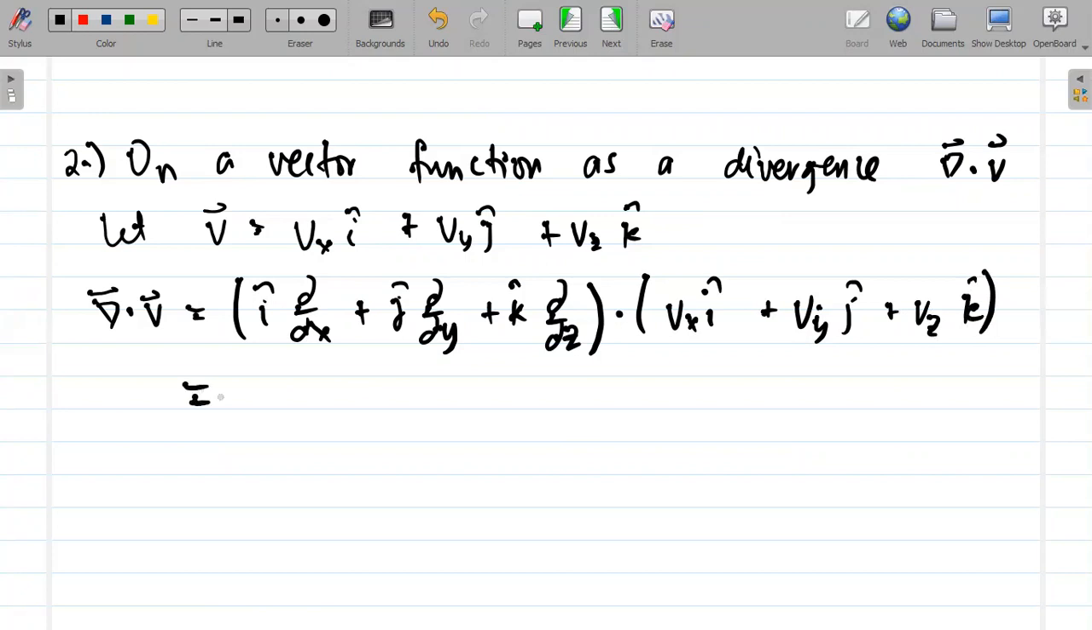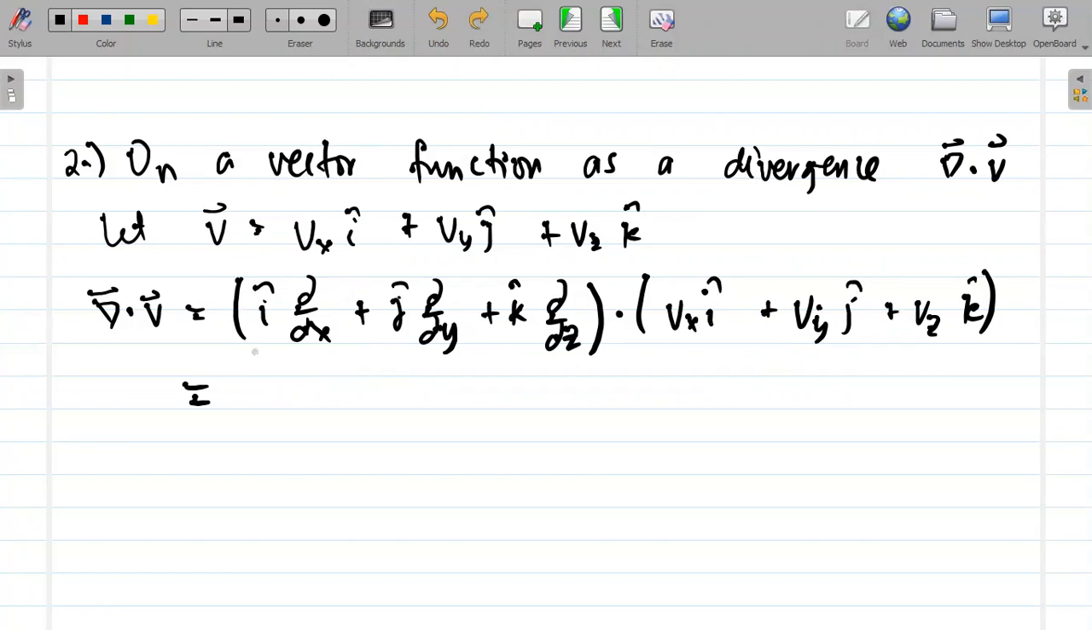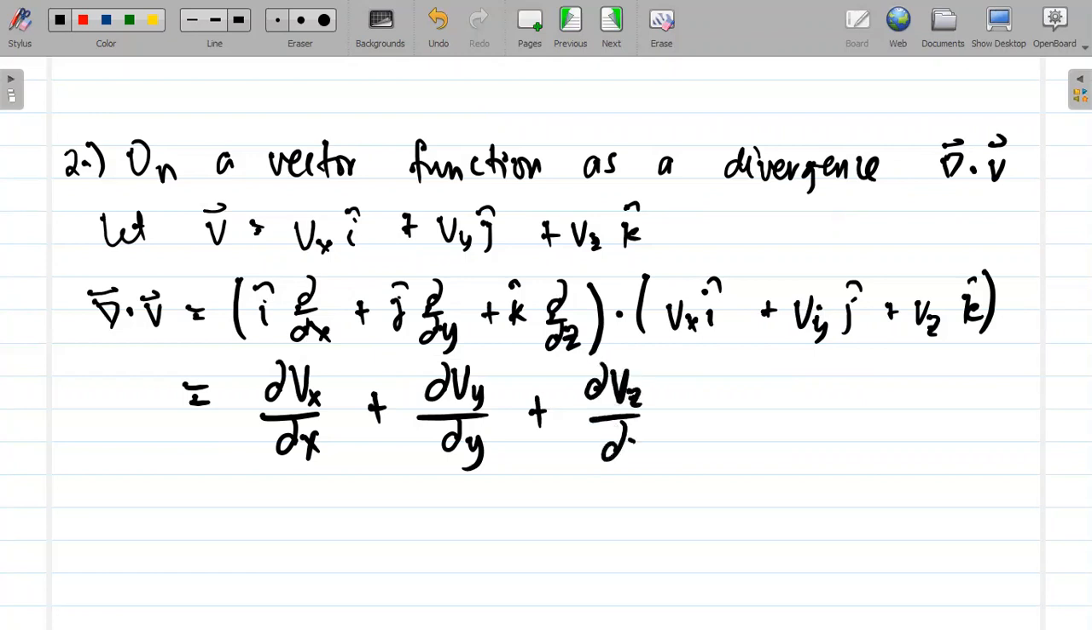So class, what is the result? In a dot product, the i's combine, the j's combine, and the k's combine too. You cannot dot this i hat with that j hat, so those will zero out. So this one will be partial Vx partial x plus partial Vy partial y plus partial Vz partial z. That is our divergence of vector v.